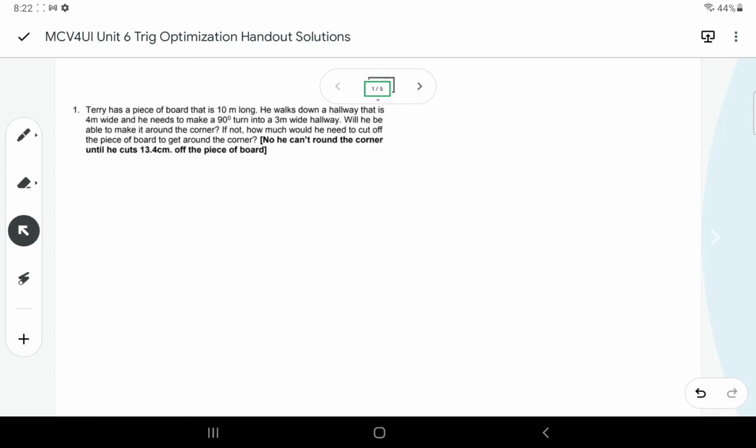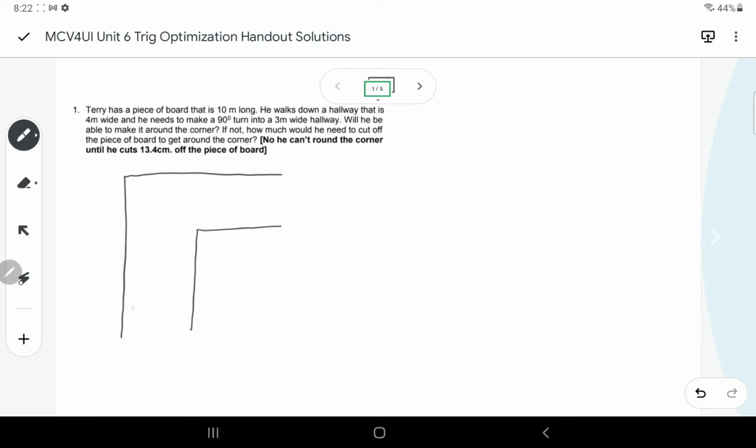That's a very long piece of board. I think this was probably changed from feet to meters. So he wants to go around a hallway that's 4 meters wide and make a 90-degree turn into a 3-meter wide hallway. So he's walking down this hallway, and I'm pretty sure that these were changed from feet to meters to be more Canadian, but make less sense here. So he is carrying this board, and it's going from one hallway into another hallway.